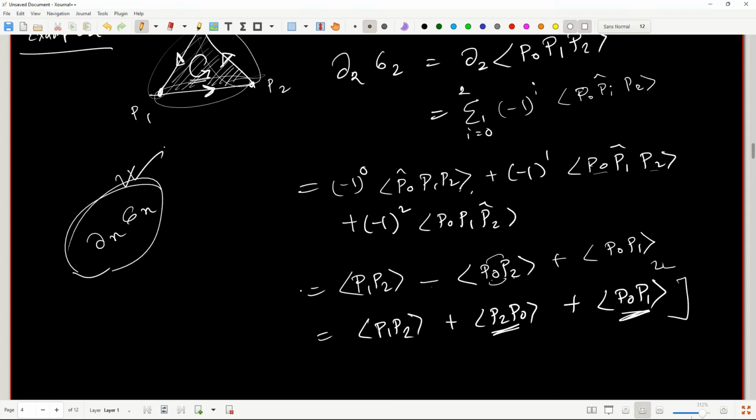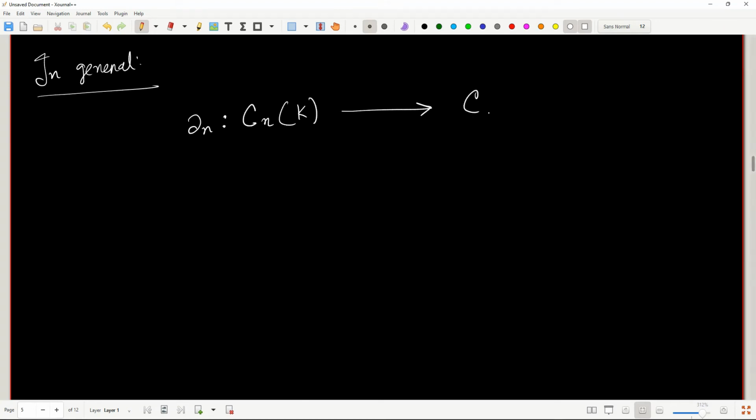So from these two examples, we can say that in general, my boundary operator will act on the set of n chains and produce elements of an n minus 1 chain, because those simplexes are, at the end of the day, they form a chain group as well. So that's why I'm writing it like this. It acts on the elements of the n chain group and produces an n minus 1 chain group.